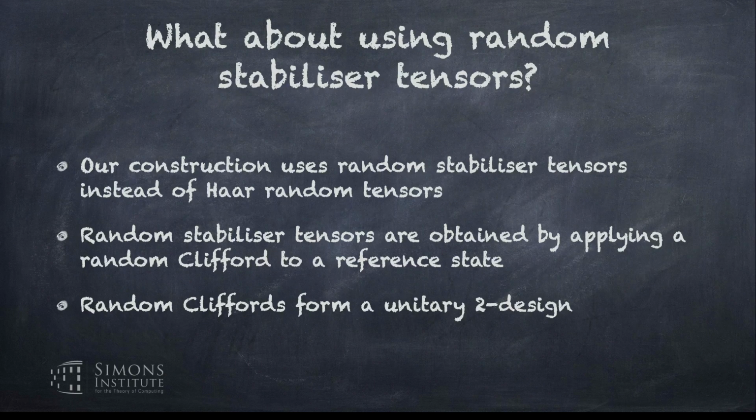Okay, so how can we tackle that? So the key idea is to use random stabilizer tensors instead of Haar random tensors. And as I'm sure most of you know, random stabilizer tensors are obtained by applying a random Clifford to a reference state. So essentially, you can think of a random stabilizer tensor as the tensor that describes a random stabilizer state. And we know that random Cliffords form unitary 2-designs. So that means that any results from the random tensor network paper that only use second-order moments of the random tensors can just be ported over for free to a construction that uses random stabilizer tensors instead.